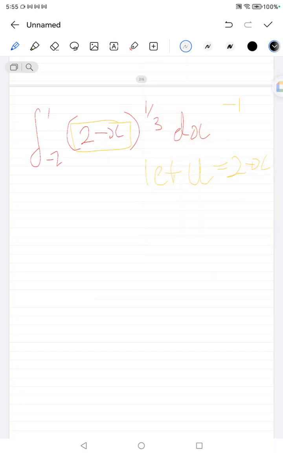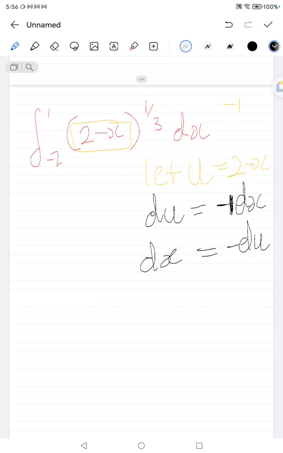Then you continue and say your du would be equals to what? The derivative of this, which is your minus dx. So now you're trying to write dx in terms of du. It basically means you're just dividing by that minus 1, because remember the derivative of 2 minus x is going to give you minus 1, which is the one I'm indicating. So this is the same as having your dx is equals to minus du.